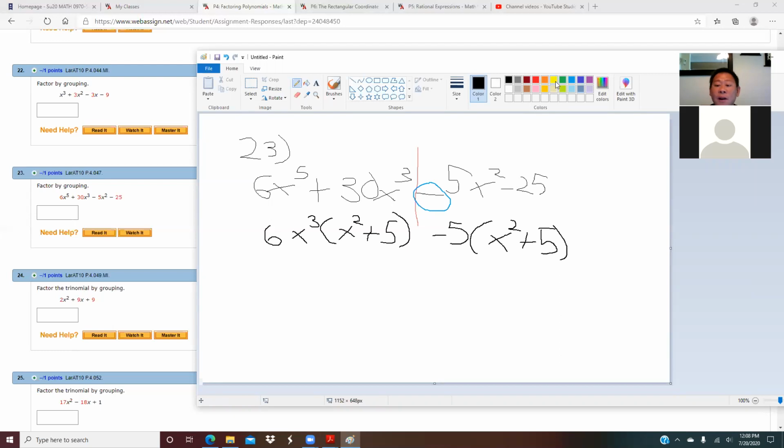Another way to figure out if this is right is that these 2 parentheses are the same. If they are the same, then you can rewrite this as 1 factor, not squared. So make sure they have to be the same. And then the leftovers, you put on the other side, so it's going to be 6x cubed minus 5. So this is how we do question number 23. You guys okay?